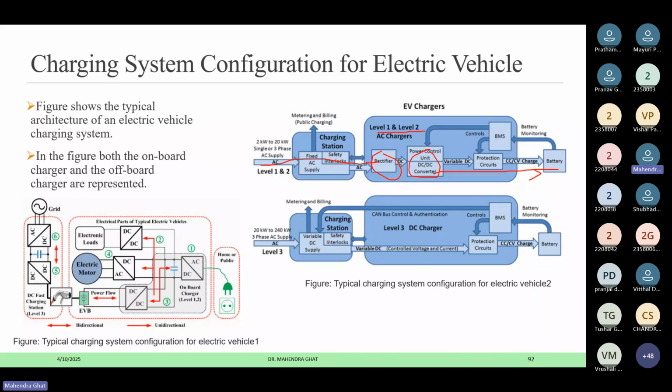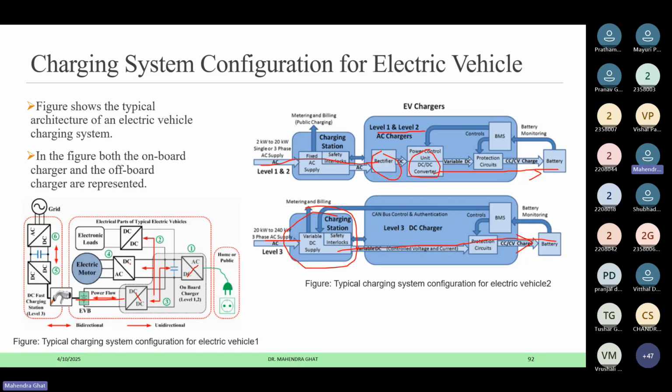Then the offboard charger: the charger will be available outside only. It will take the AC power, convert to DC, and again control the DC by using the DC-DC converter, and that will directly charge the battery. So that is the offboard charger. So you can see here how the overall structure will be in the vehicle. The vehicle will have one onboard charger, which will be connected to the AC supply. That will convert AC to DC, and that DC supply is given to the DC-DC converter, which will charge the battery.